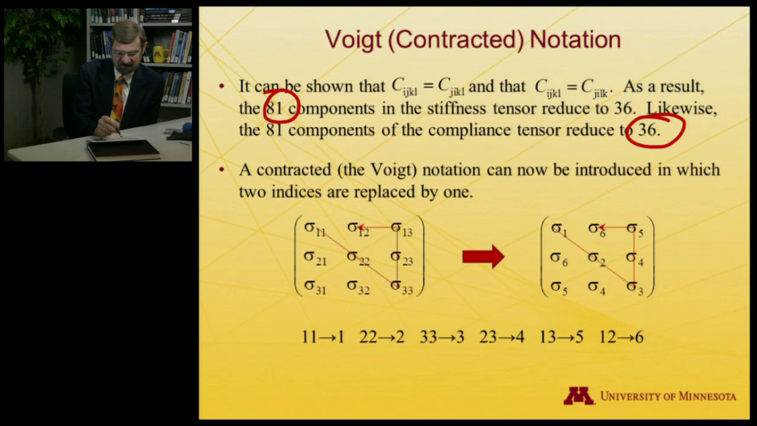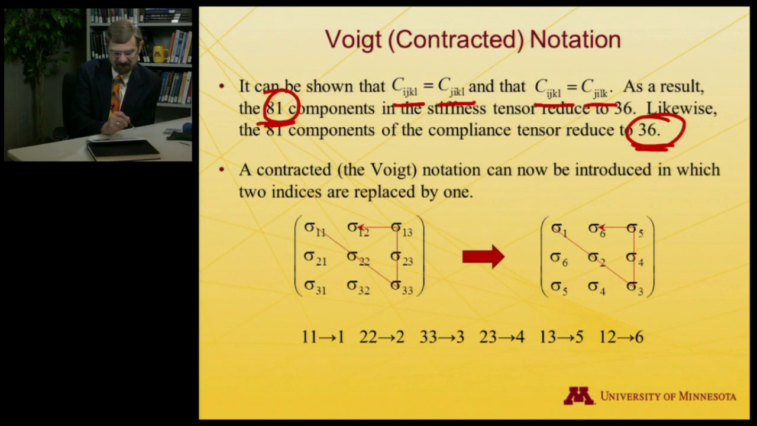So one can show that Cijkl is equal to Cjikl, and Cijkl is equal to Cjilk, and you can read those slowly at your pleasure. And if you do take advantage of that symmetry, you reduce the 81 components down to 36.